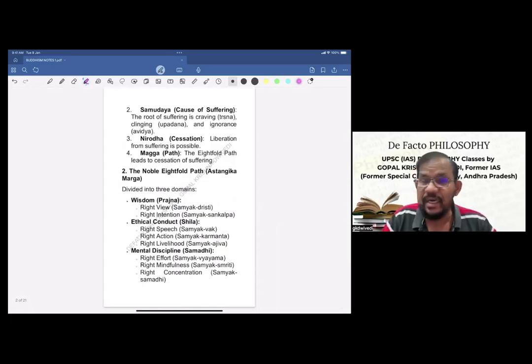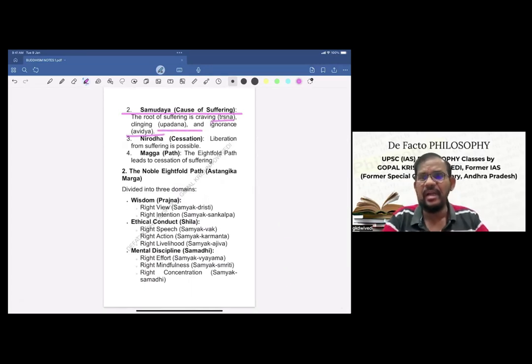Now, what is the second truth? Samudaya, that is the cause of suffering. So what is the cause of suffering? The root of suffering is craving, that is Trishna, clinging, that is Upadan, and ignorance, that is Avidya. So there are three roots of suffering: Trishna, Upadan, and Avidya.